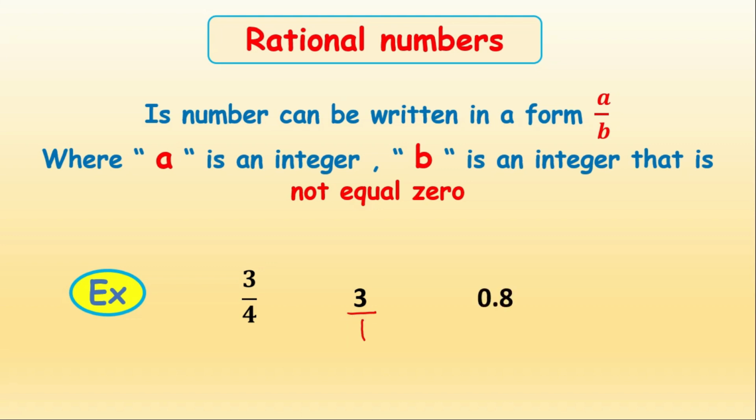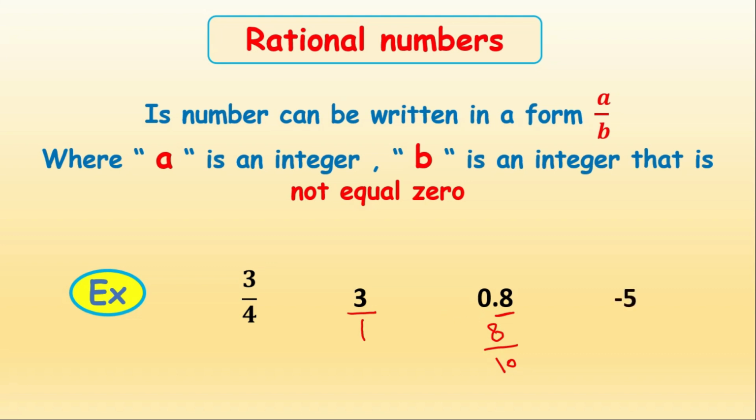Another example, 0.8 is a decimal number, but you can write it in fraction form like 8/10. You can write it in a fraction form, 8 over 10. So 0.8, or any decimal number, you can write in a fraction form, so it's called a rational number.